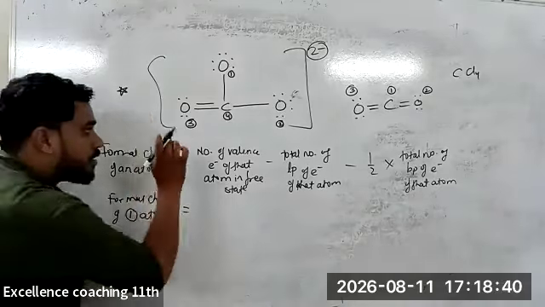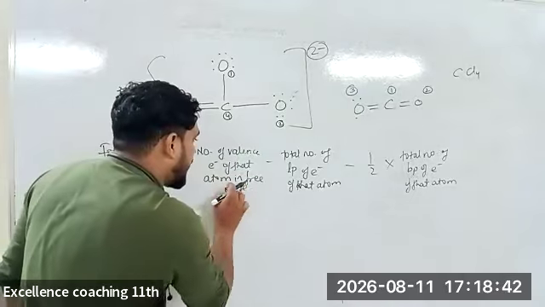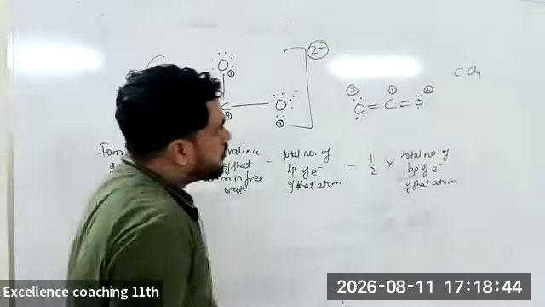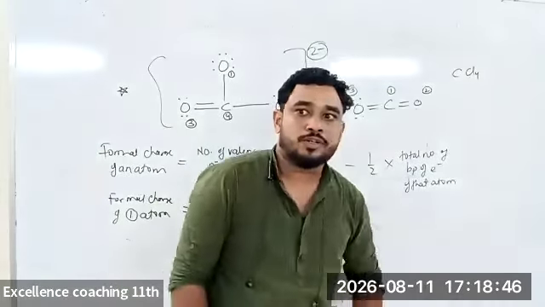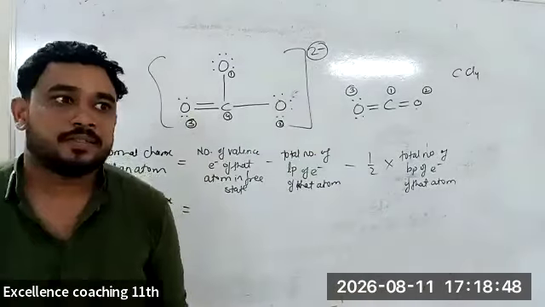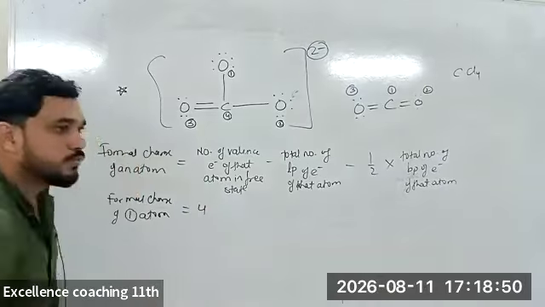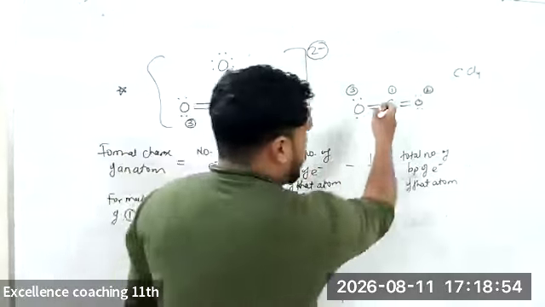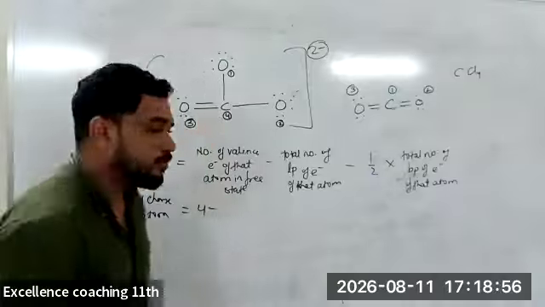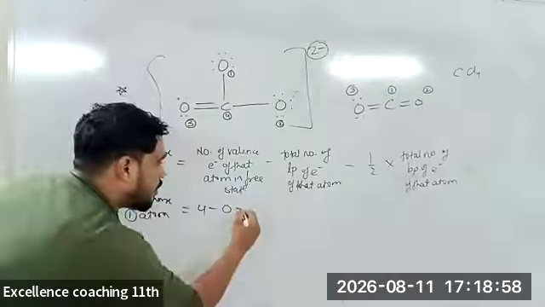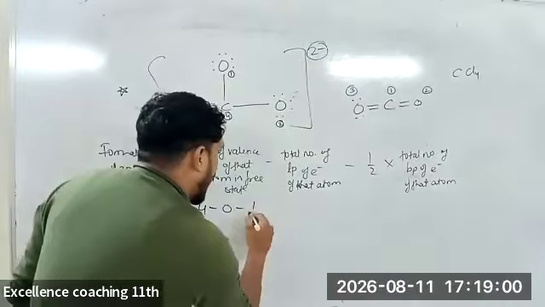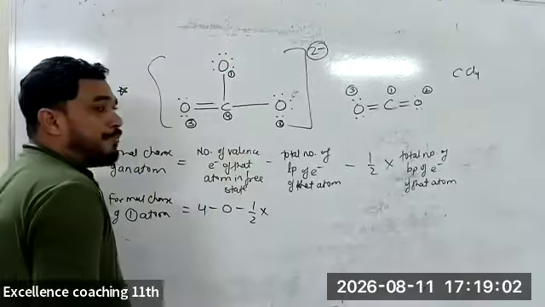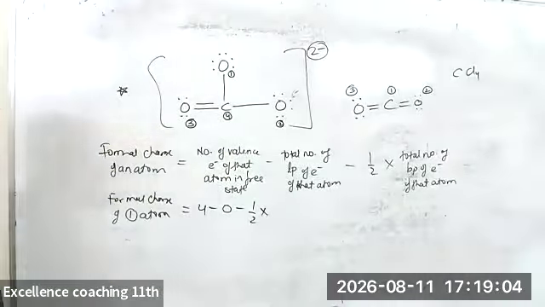What is the formula? Number of valence electrons of that atom in free state. Carbon. What is the valence electrons of carbon in the free state? 4. So I will write here 4. Minus. Is there any lone pair on carbon here? No. So I will put here 0. Minus half into how many bond pair of electrons of that atom?